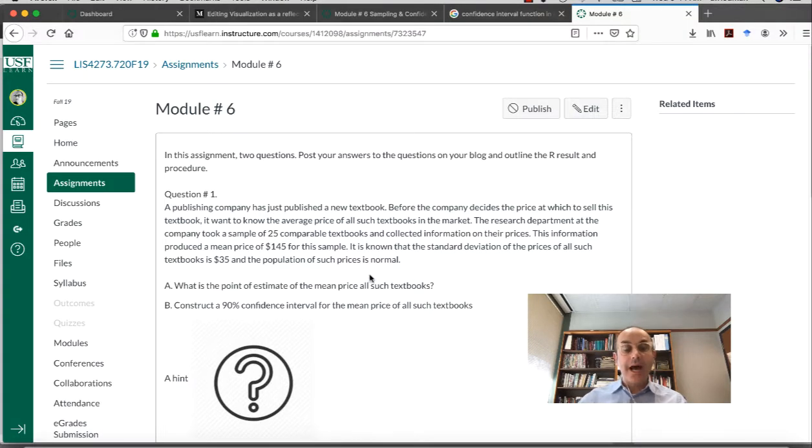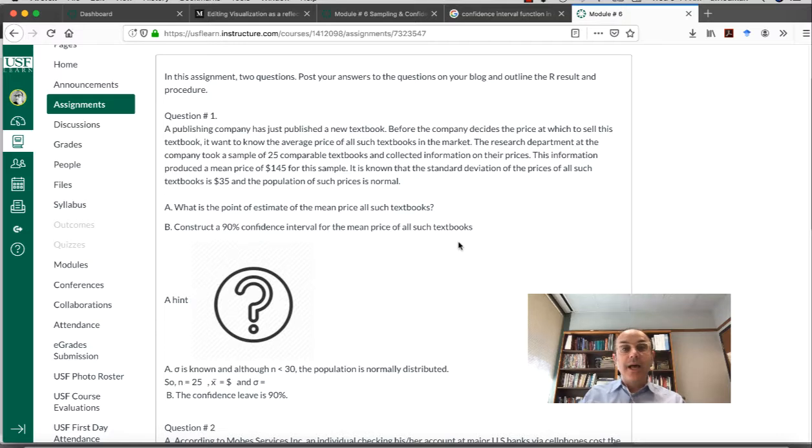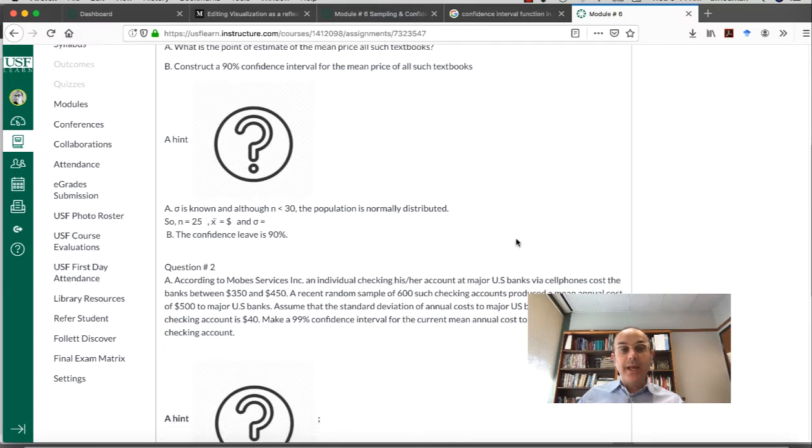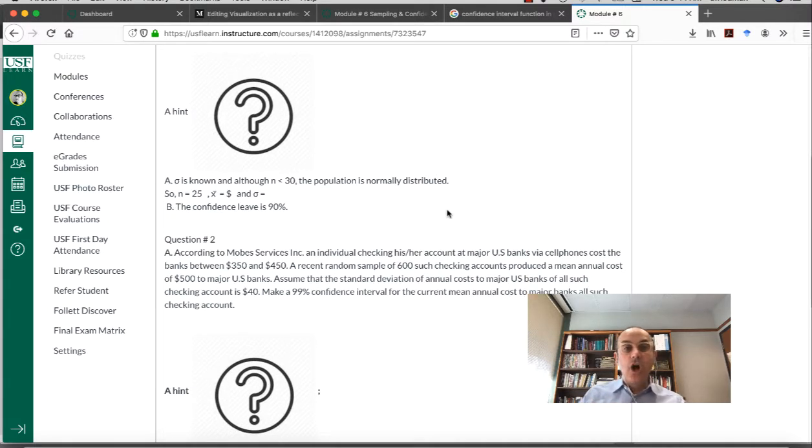The question that I'm going to ask you is two questions. One is about a publishing company that has just published a new textbook, and they are looking to see what the right price is. They collected 25 other similar books and looked at the price. The idea here is how to construct a 90% confidence interval for the mean price of such textbooks. I gave you what is known and what n is, so n is equal to 25. What you're looking for is to find the value of x bar and the value of q. And question number 2 is the confidence level of 90%.